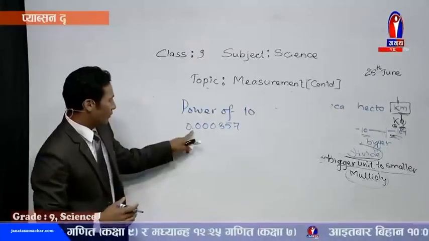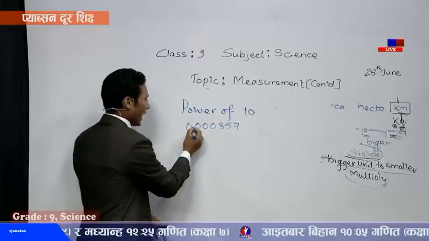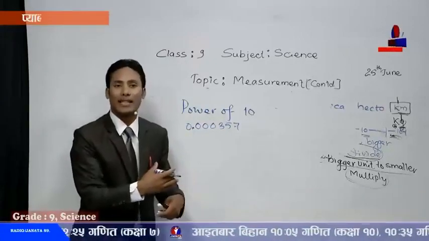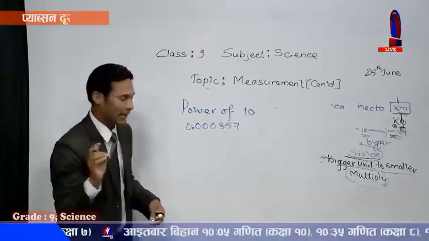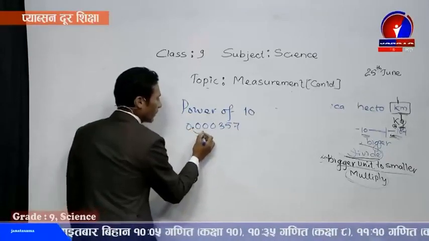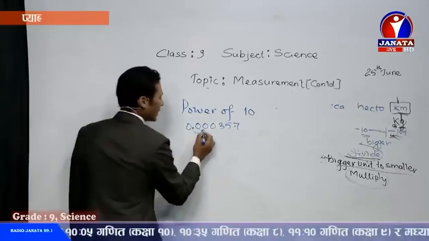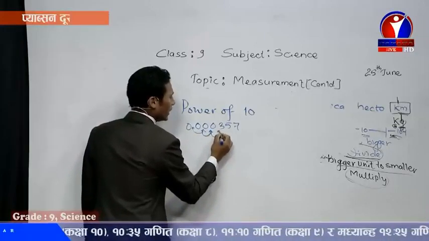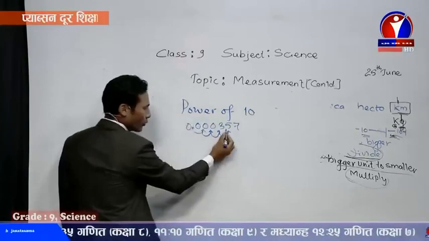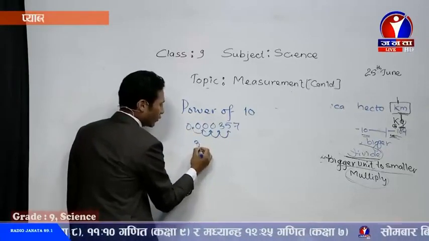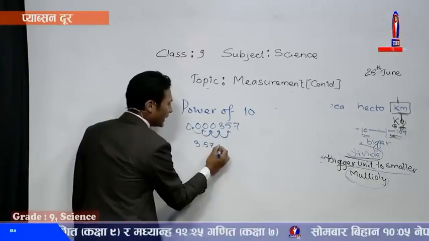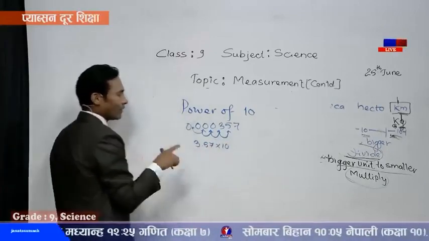So the decimal is already here, and if we transfer this to the right hand side, then the value gets decreased, I said, right? That means 1 place transferred to the right hand side, 2, 3, 4. That means if you want to put the point here, that means 3.57 into 10 to the power. Now that should be decreased.